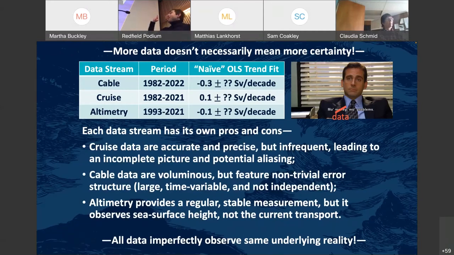Just to get that across, what I've done here to demonstrate my point is I've taken those three data sets, the cable, the ship sections, and the altimetry, and over their length, so this is Florida Current transport, I've just naively fit an ordinary least squares trend line to them.